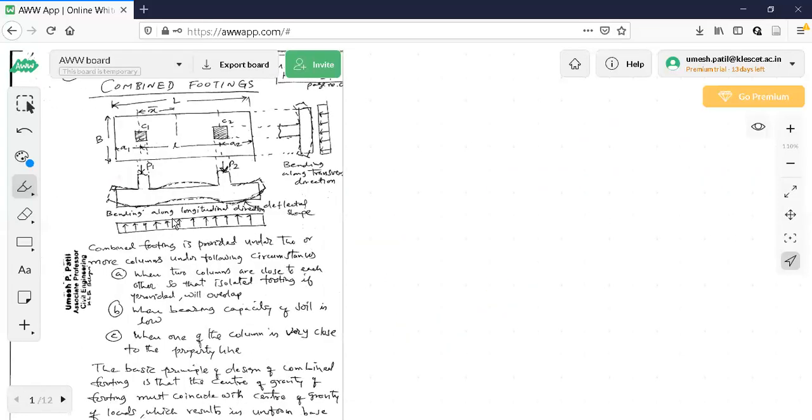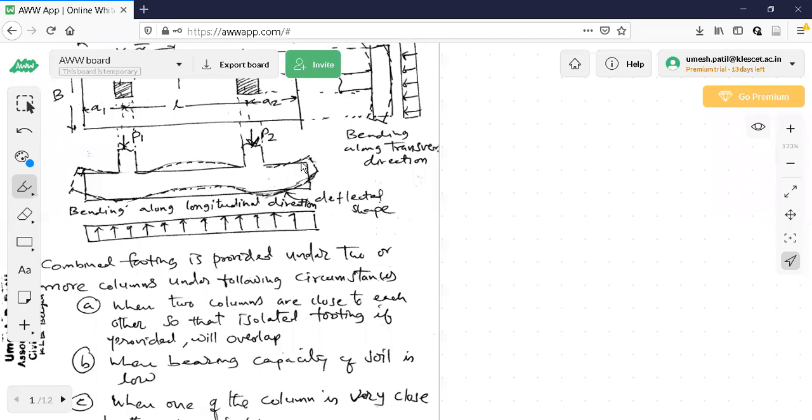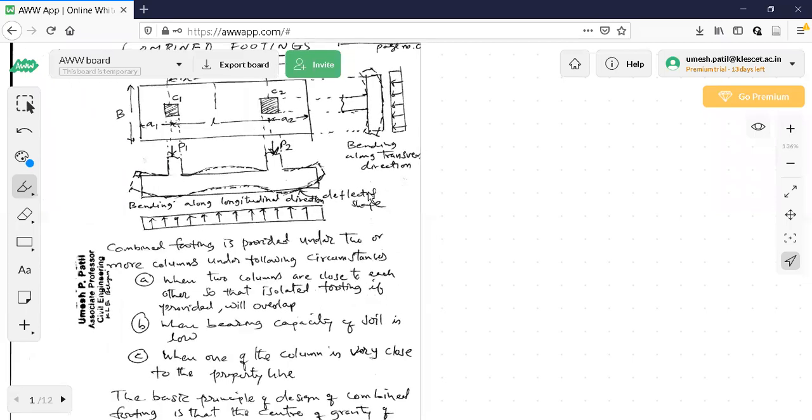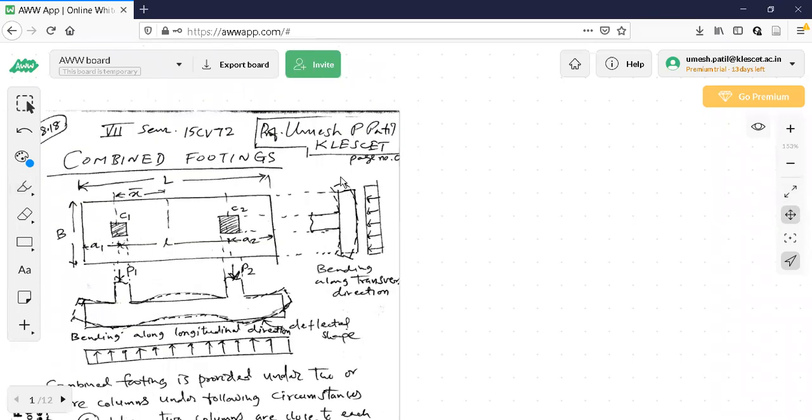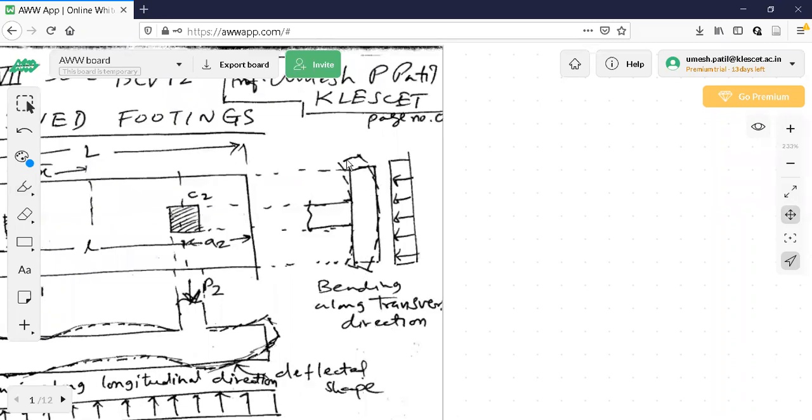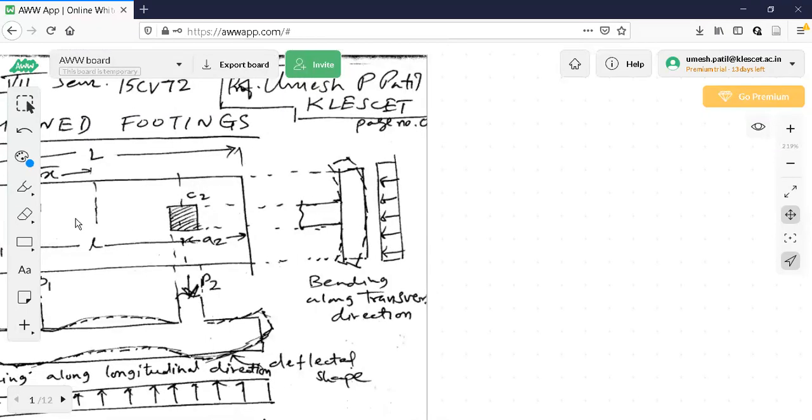See this. What is this? This is the shape of the footing in the transverse direction. This diagram is in the longitudinal direction, and this is in the transverse direction also. It can bend, but this bending of the footing in the transverse direction happens only near the column, not in between, because the column is trying to go inside. Because of this, the effect is observed only in and around the column.